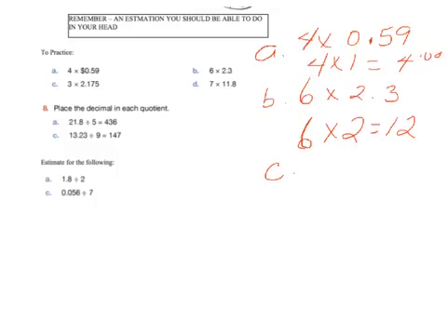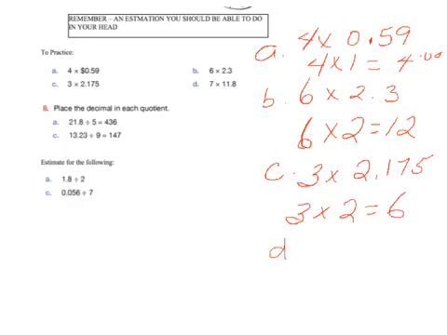C, 3 times 2.175, or 3 times 2 and 175 thousandths, if we were saying it mathematically. In this case, I'm going to use front end. 3 times 2 is 6.